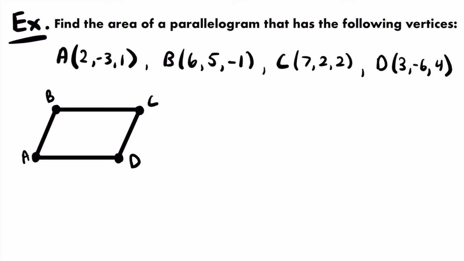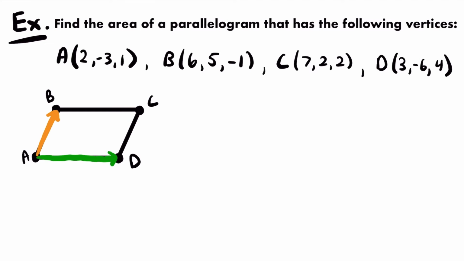All right, so in this case, what I'm going to do is choose point A, or vertex A, to be my initial point of both vectors. So that means that I'm going to be looking at vector AD and vector AB. Those are going to be the 2 vectors that I'm going to find and then take the cross product of to then find the area of this parallelogram.